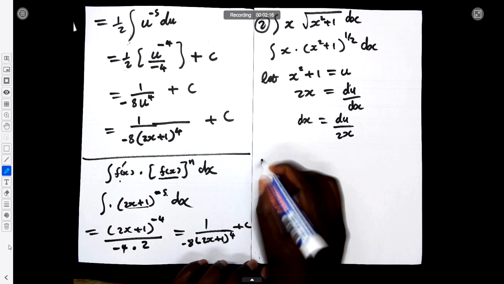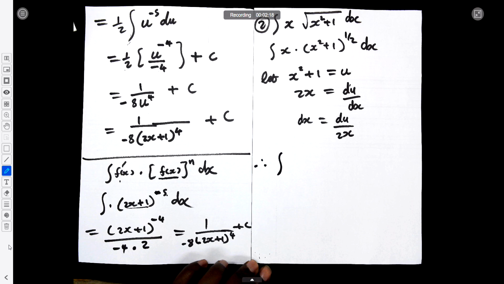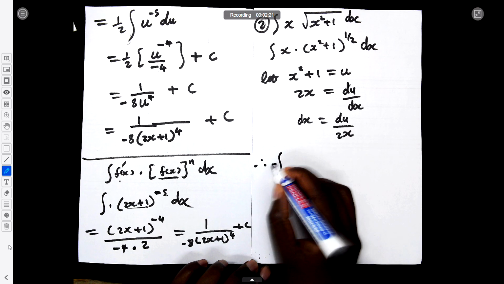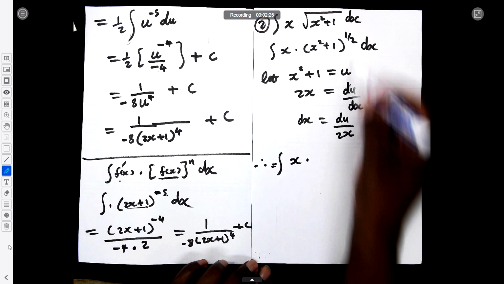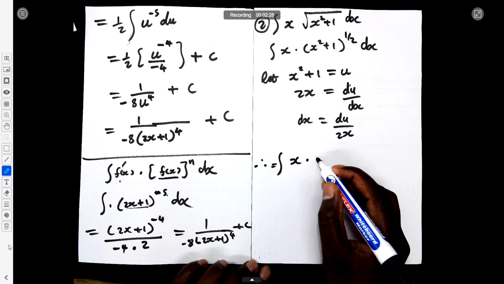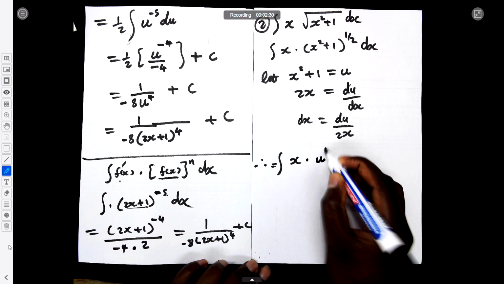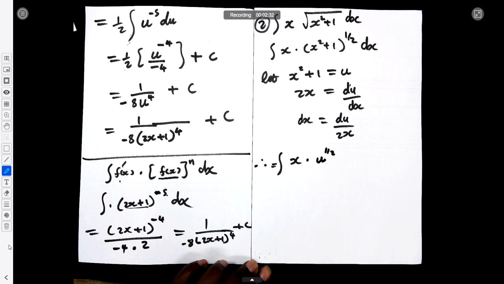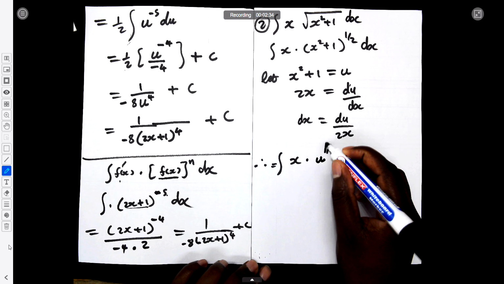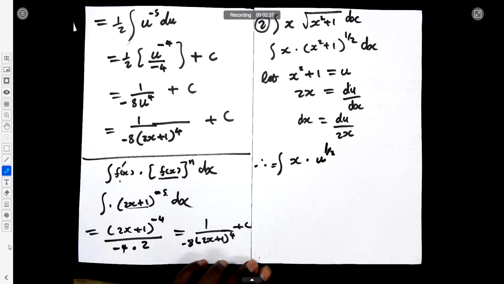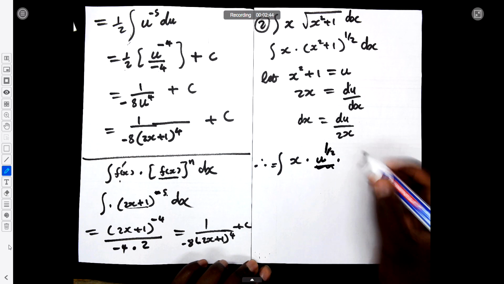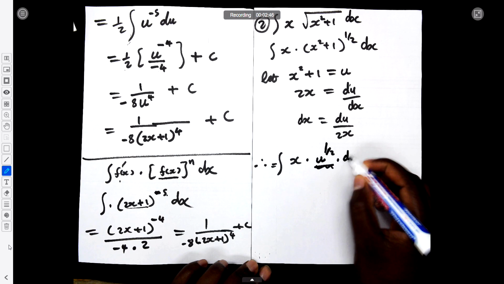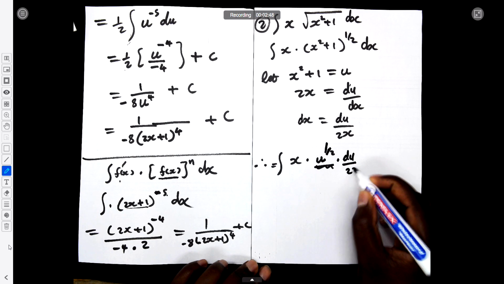So now we're going to have the function, and we try to integrate. We said x squared plus 1 is equal to u, all to the power of half, 1 over 2. Then multiplied by dx. So what is dx? dx is equal to du over 2x.